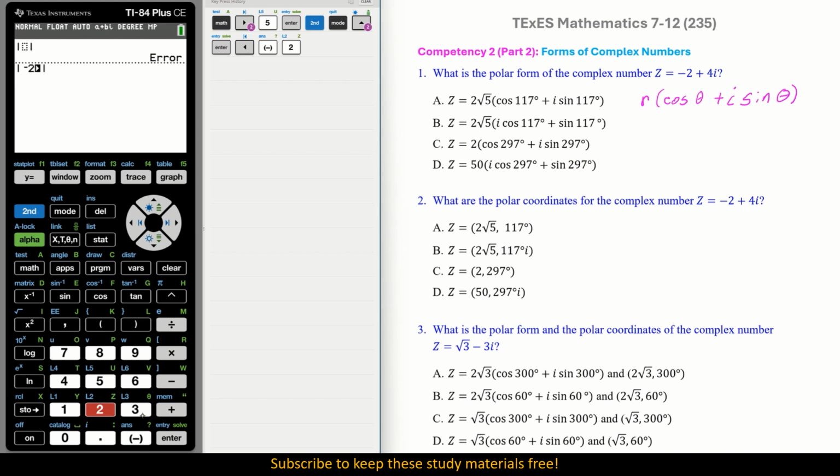Now we want to enter our information. So we have -2 plus 4. Now to get i, we go second and the decimal point. Okay, now we can push enter. Okay, that is the value that we get.